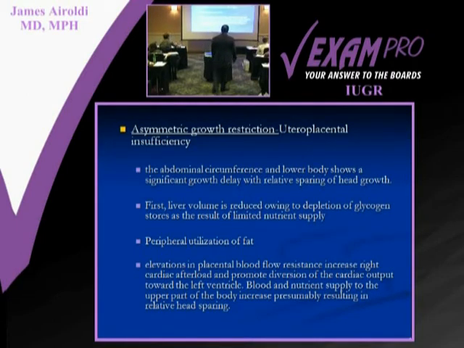Asymmetric IUGR, again, abdominal circumference delay, femur length delay. Why is the abdominal circumference small? They utilize peripheral fat. They utilize glycogen that's stored in the liver. And those are the main components of why the abdominal circumference starts to lag. The blood and the nutrient supply to the upper part of the body increases, predominantly resulting in this head-sparing effect.